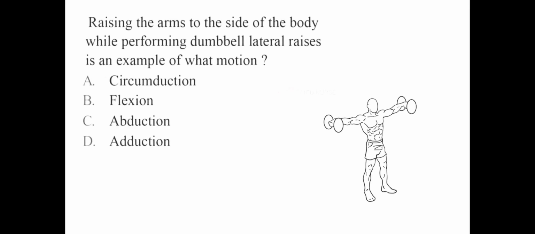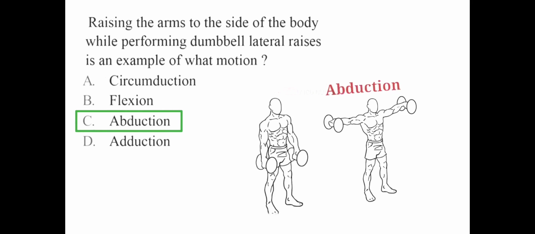Raising the arms to the side of the body while performing dumbbell lateral raises is an example of what motion? A. Circumduction. B. Flexion. C. Abduction. D. Adduction. And the correct answer is C. Abduction. Raising your arms at the side of the body is an example of abduction, whereas lowering them down is an example of adduction.